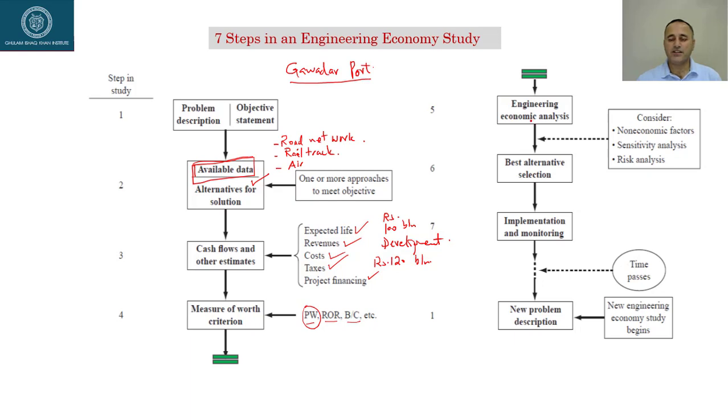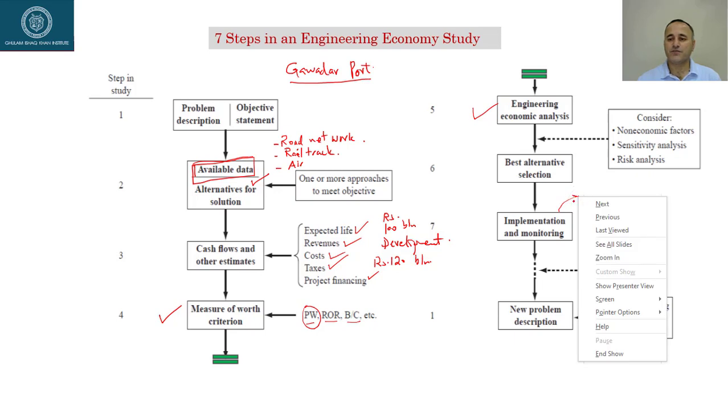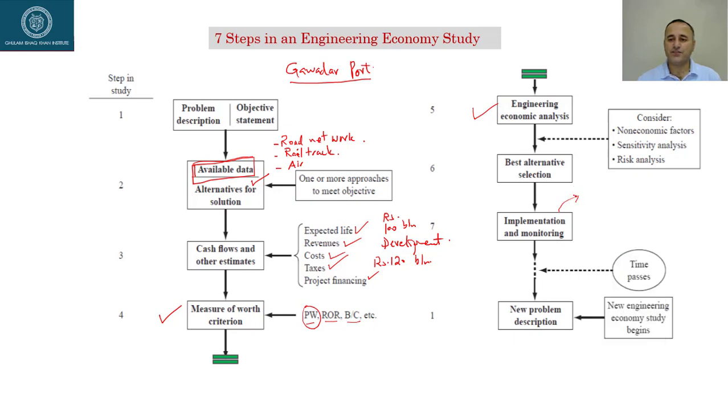Once we include the non-economic factors in our analysis as well, we choose the best alternative, okay? And we choose the best alternative, of course, based on the yardstick that we choose at step number 4 and based on the non-economic factors in step number 5. And once we arrive at a best alternative, of course, then there is a stage for implementation and monitoring, okay? And for implementation, mostly what they do, they hire project managers, okay? Again, they are engineers, but they also specialize in project management.